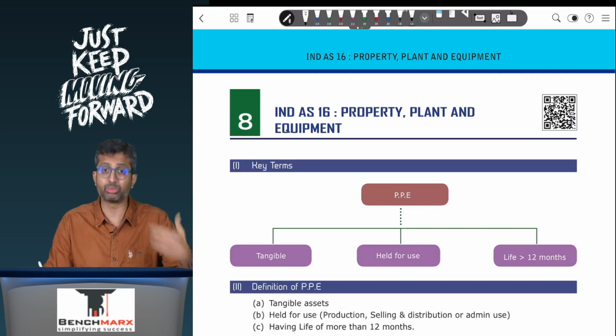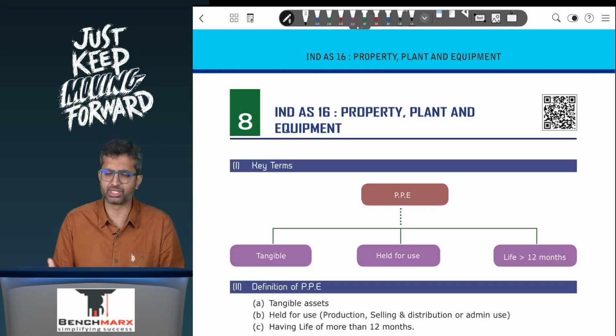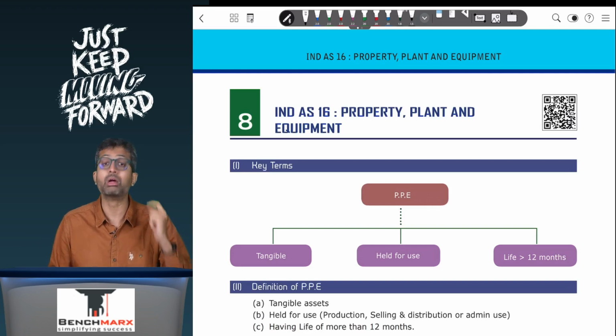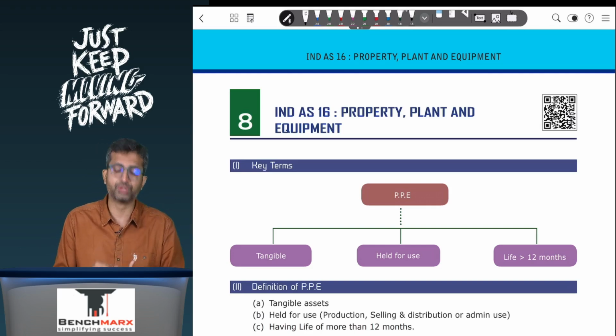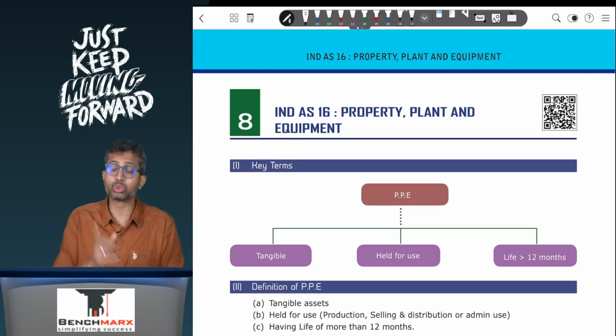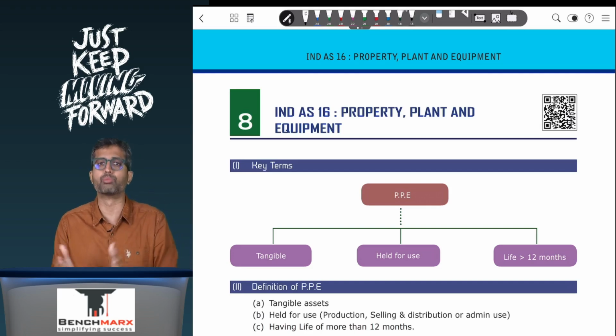First, it has to be tangible. Tangible meaning it has to have physical form. A patent, copyright, trademark don't have physical form, and hence they cannot go under the PPE criteria. They should have physical form. Second, it should be held for the purpose of use. Use can be any kind of use. It can be for production, for administration, for selling and distribution, for employee welfare. It can be for any kind of use, but it is for use and not for the purpose of sale in the ordinary course of business. And third, it should have a life of more than 12 months. So these are the three core PPE criteria.